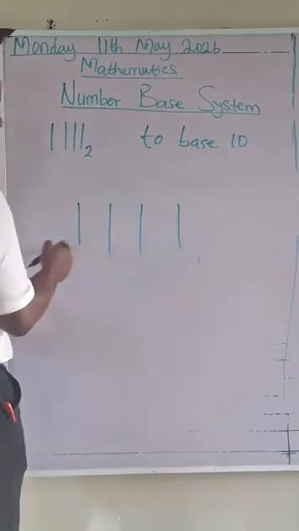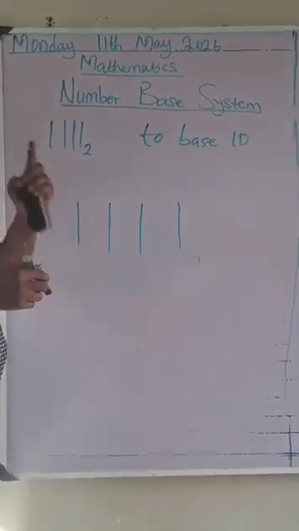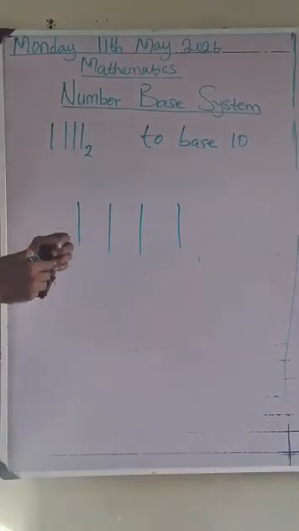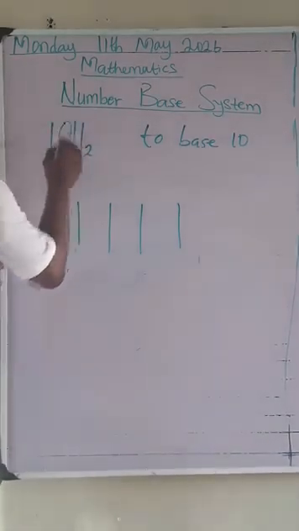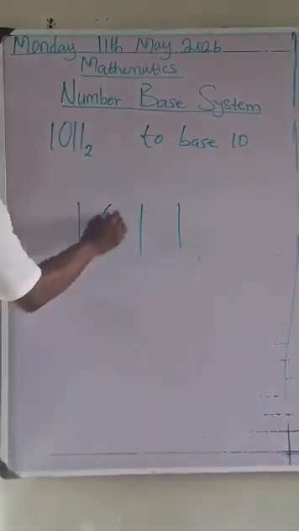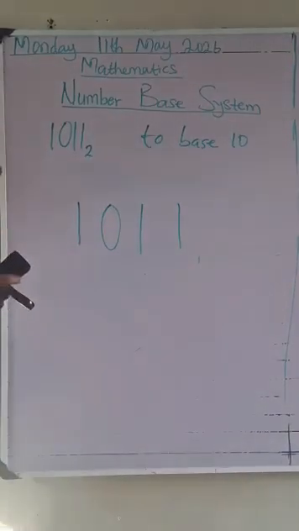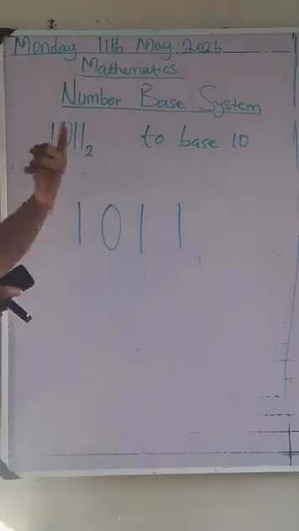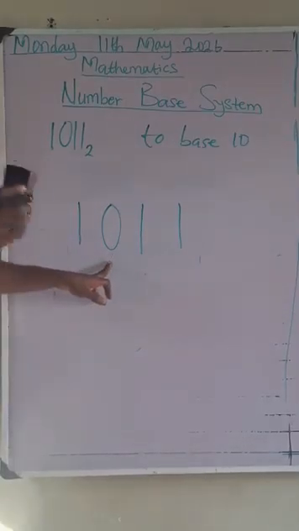So for each of this number in computer, we have that 1 represents on, 0 represents off. Let me put 0. So 0 is here, meaning 0 is here, right? When you have 1 in computing, it means true or on. But if you have 0, it means false or off.